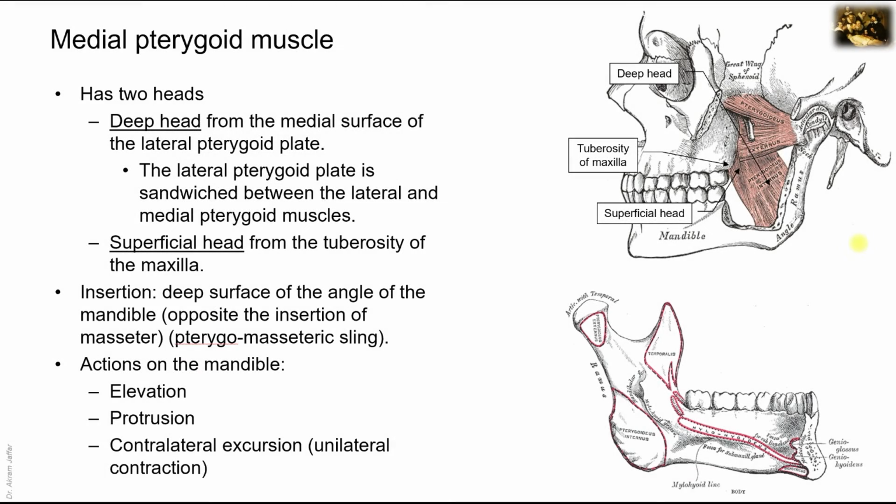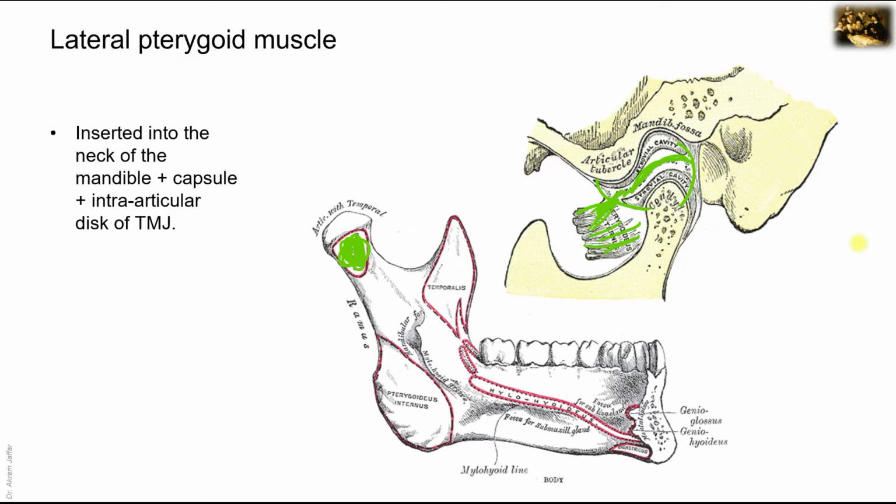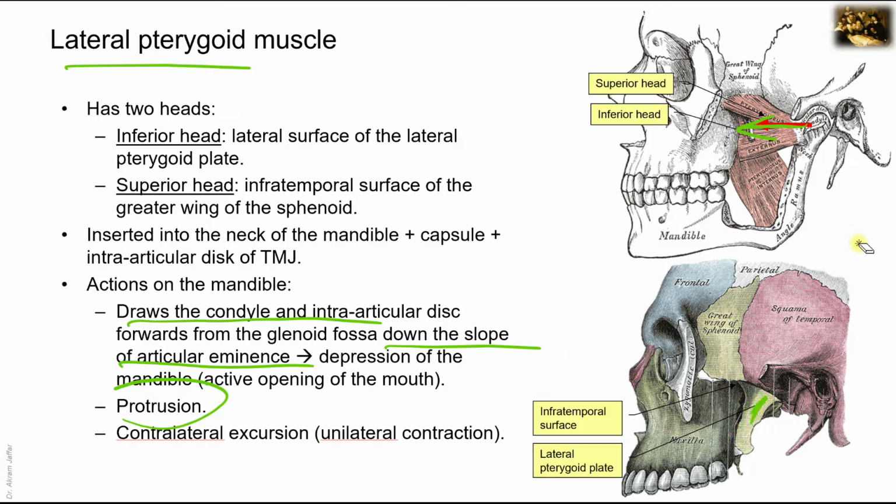Now, the second muscle in the infratemporal fossa is the medial pterygoid muscle. Again it has two heads, but most of the muscle is the deep head, and the deep head is attached again to the lateral pterygoid plate, but to the medial side of the lateral pterygoid plate. So this lateral pterygoid plate, from the lateral side, provides attachment to the inferior head of the lateral pterygoid muscle, and from the medial side, it provides the attachment of the deep head of the medial pterygoid muscle.